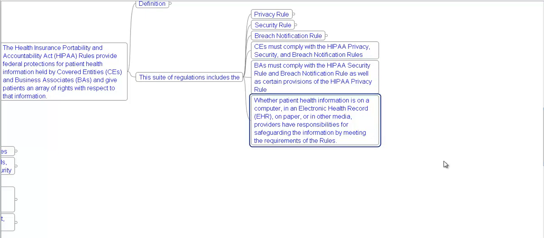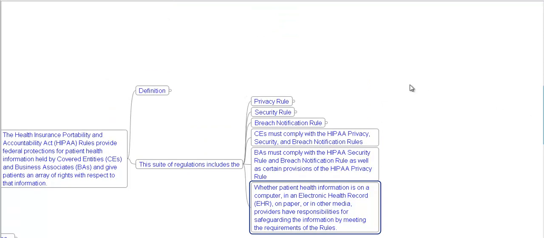Whether patient health information is on a computer, in an electronic health record, on paper, or in other media, providers have responsibilities for safeguarding that information by meeting the requirements of the rules. Let's explore the privacy rule further.